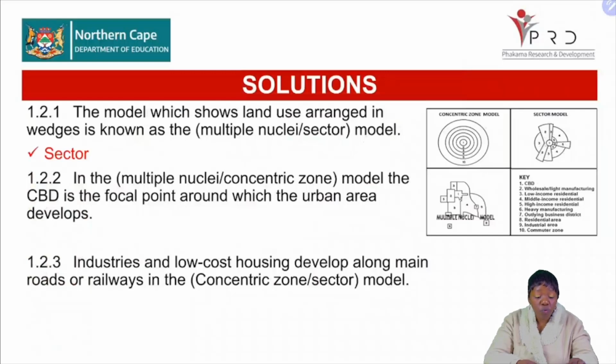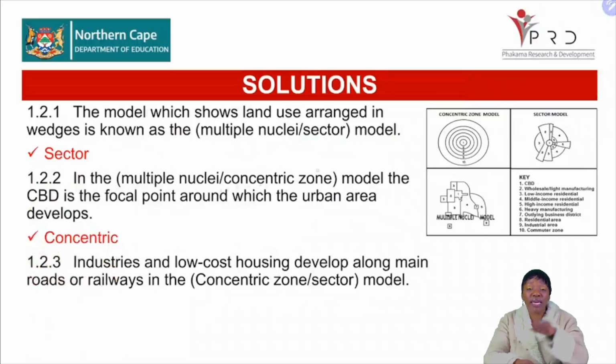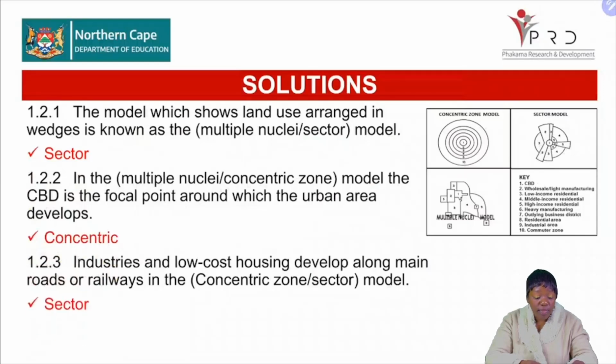Then your 1.2.2, in the multiple nuclear or concentric zone model, the CBD is the focal point around which the urban area develops. Remember the focal point, it means it is circular. So which one is the concentric? Hence our answer is concentric because we're looking at which one is making it round or circular. Then your 1.2.3, the industries and the low-cost housing develop along the main road or the railway. It's the sector. So as you can see there, between the two, the concentric has a focal point or is circular. Which one develops along the roads as well as the railway? It's the sector because of the wedges.